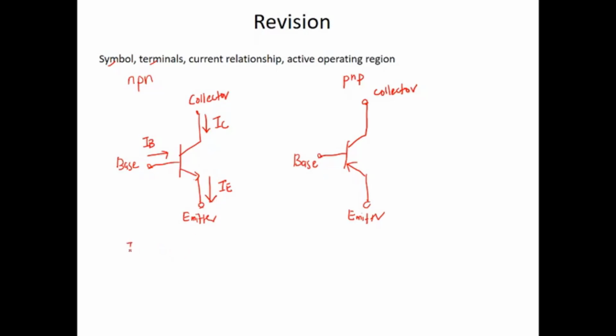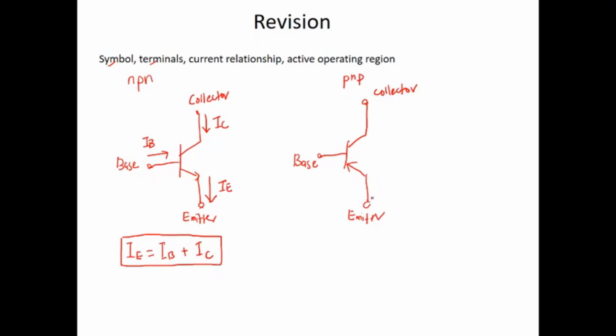So here the KCL is IE equal to IB plus IC. This is the current relationship between the three terminals. If you consider the PNP, this KCL relationship between the currents is similar. The emitter current is divided into two parts, the base current and the collector current.